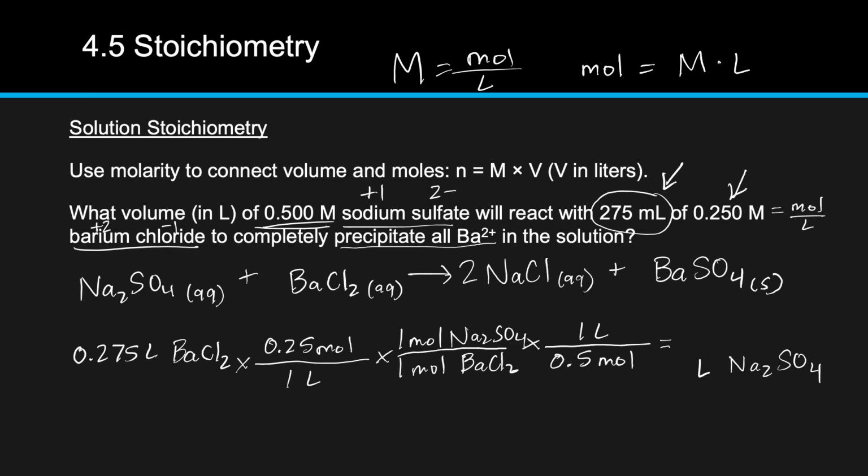And now I just need to solve. So I have my 0.275 times 0.25, 1-to-1 ratio, and then divide by 0.5. That is going to give me 0.1375 liters of Na2SO4, which is not my final answer because that's not the correct number of sig figs. All three of the numbers given to us is 3 sig figs, so our final answer needs to be in 3 sig figs. So final answer would be 0.138 liters of Na2SO4.